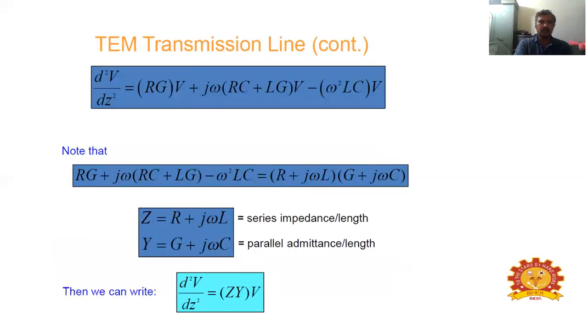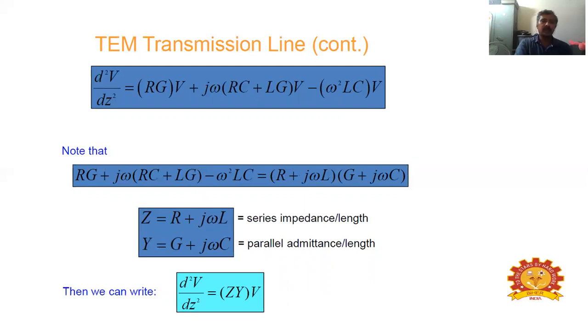And now we can further say that d²V/dz² = RG·V + jω(RC + LG)·V − ω²LC·V. So note that RG + jω(RC + LG) − ω²LC is equal to (R + jωL)(G + jωC).